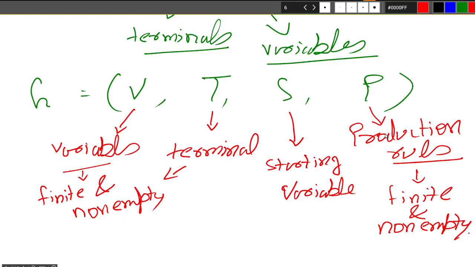Now what do you think? Can there be something common between set of variables and set of terminals? Let me ask this question to Prabhat Kumar. Prabhat, do you think there can be something common between the set of variables and set of terminals? No idea, sir. You don't have any idea? Yes, sir. Okay, no problem.